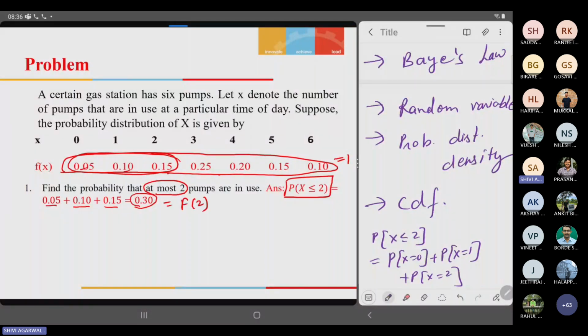You can also consider this as F of 2. F of 2 means the CDF, because the CDF is the probability that x is less than or equal to small x, denoted by capital Fx. So we are doing the same thing here, and this is F(2). This is the method: we just add these points, firstly this point, this point, this point, and up to the end here. Got it?